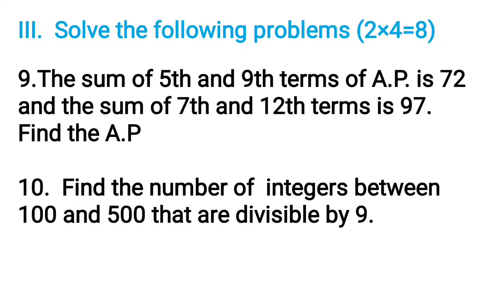Next, third bit, solve the following problems. I am giving 2 questions in this bit. 2 fours are 8. Ninth question: the sum of the 5th and 9th terms of an AP is 72 and the sum of the 7th and 12th terms is 97. Find the AP. See, find the AP, nothing but determine the AP. The first 3 terms are enough. 10th question: find the number of integers between 100 and 500 that are divisible by 9.